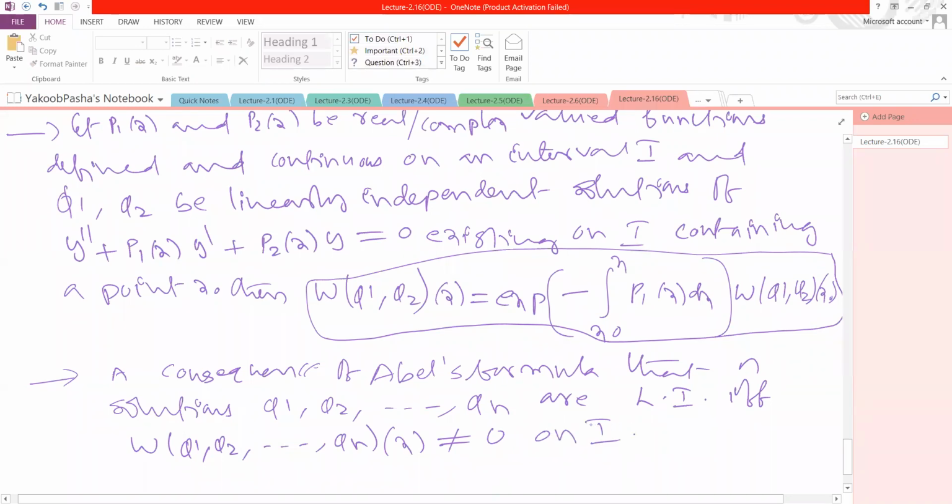Okay, this is the Wronskian of n functions. We know the formula for two functions: if the Wronskian of y1 y2 is not equal to 0, in this case we can say that y1 y2 are linearly independent. For n solutions also, if the Wronskian is not equal to 0, in this case we say that the n solutions are linearly independent solutions.